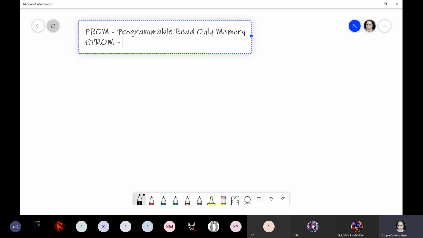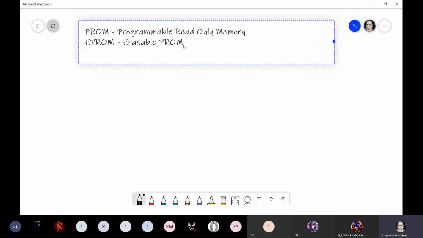Next is EPROM. What is the full form of EPROM? Erasable programmable read-only memory. Yes, erasable. You can also say in short, erasable PROM, or erasable programmable read-only memory. EEPROM: electrically erasable programmable read-only memory.